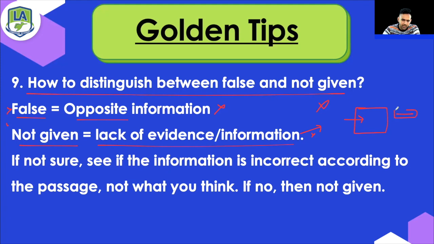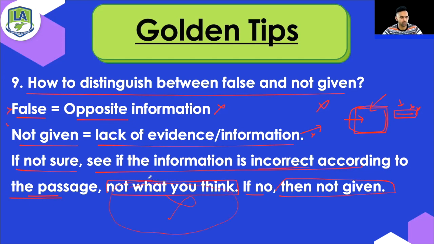Consider this statement and see if you can prove this wrong when you compare it with the information in the passage. If you can prove this statement wrong as compared to the information in the passage, this will be false. If you don't have enough evidence to prove this incorrect, then it will be not given. If not sure, see if the information is incorrect according to the passage, not what you think. If it is incorrect according to the passage, false. If no, then it will be not given. Do not use your background knowledge. If you follow this rule, 100% your accuracy will go up.